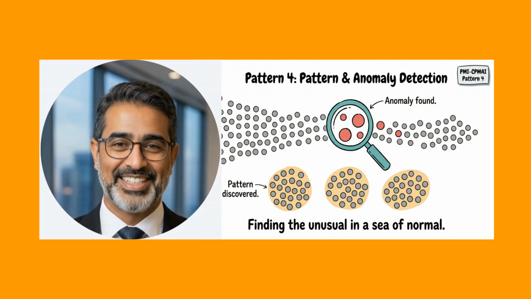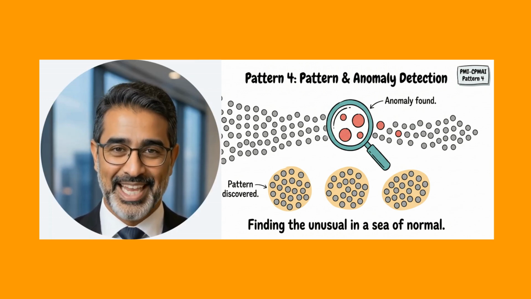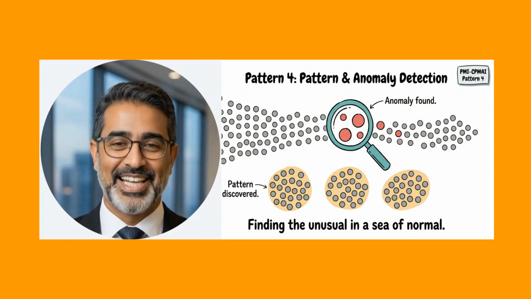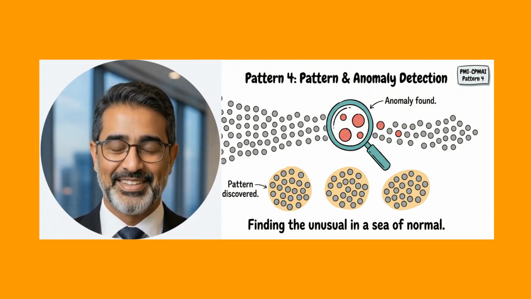Every factory runs thousands of machines. Most are working fine, a few are about to fail. How does an engineer know which to check before they break? That is what Pattern 4 is about. Finding the unusual in a sea of normal, discovering hidden rules in mountains of data. This pattern is the digital immune system of modern business.